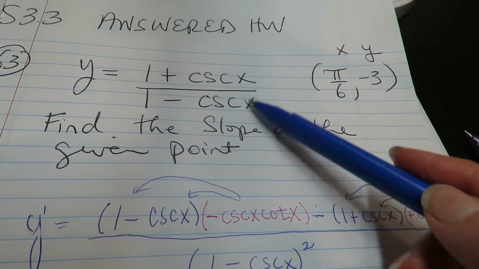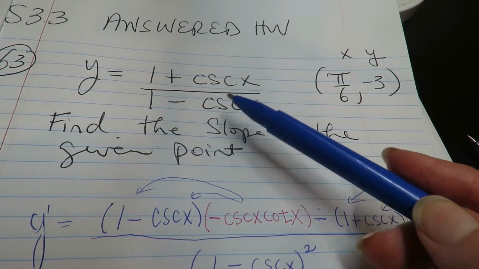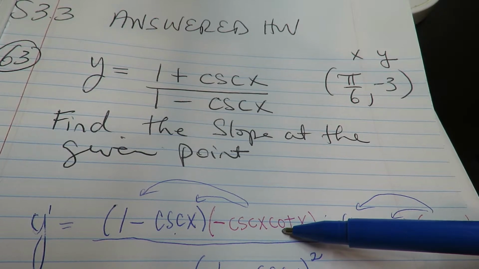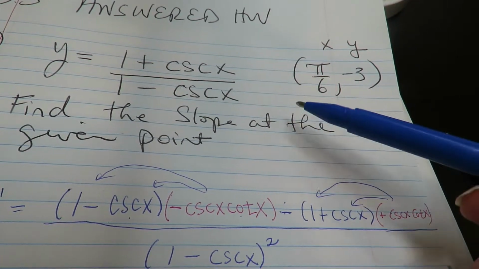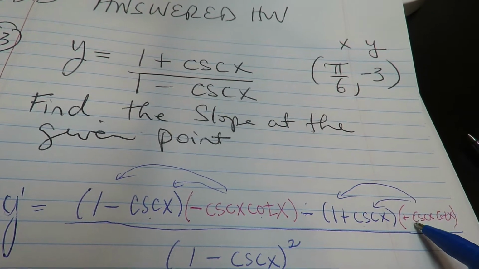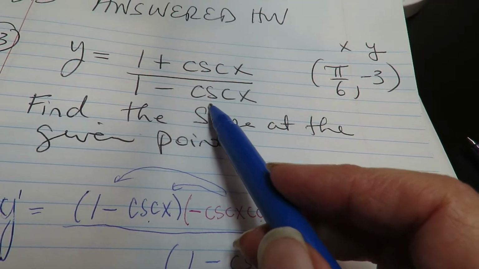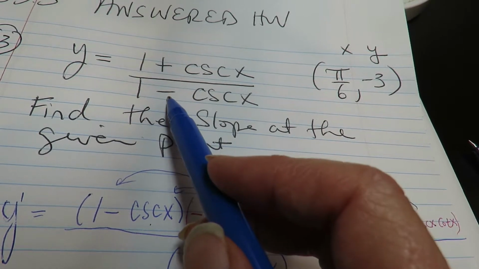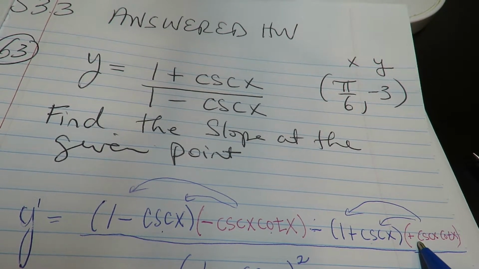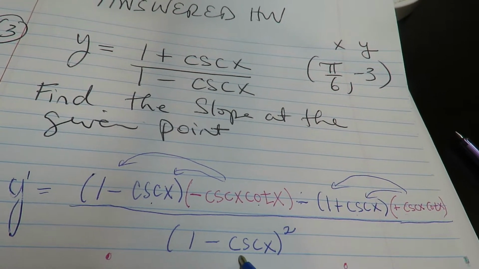This is a variable over variable, so you can use a quotient rule, okay? So it's the denominator times the derivative of the numerator minus the numerator times the derivative of the denominator. Now be careful here because the derivative of cosecant is negative, so the negative times the negative makes a positive. That's why that's positive. Otherwise it would be negative over the denominator squared.